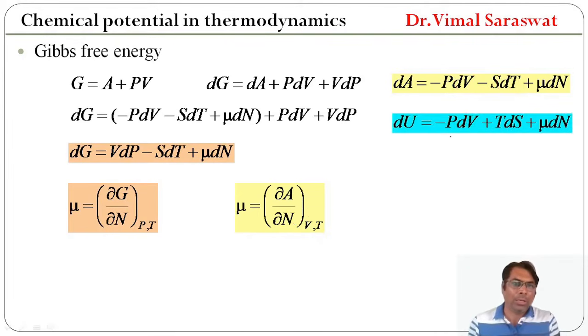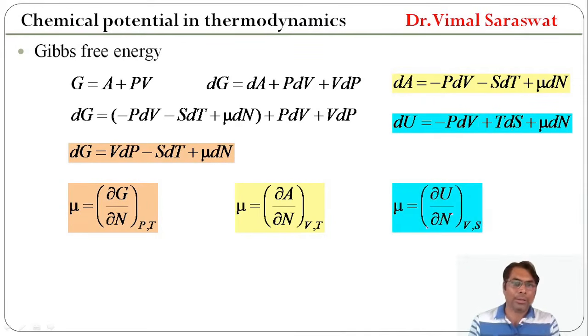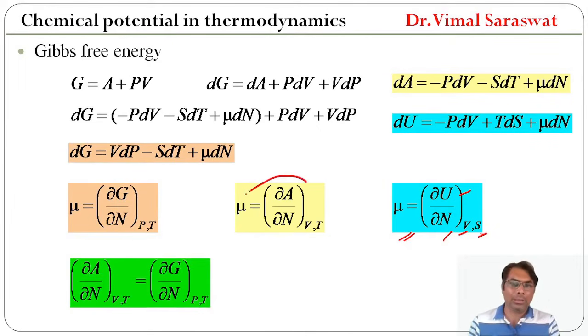Since dU equals minus P dV plus TdS plus mu dN, and from here if we find the value of mu, then if V is constant, then dV equals 0, entropy is constant, then dS equals 0. So dU equals mu dN, and from here mu equals del U by del N at constant volume and constant entropy.